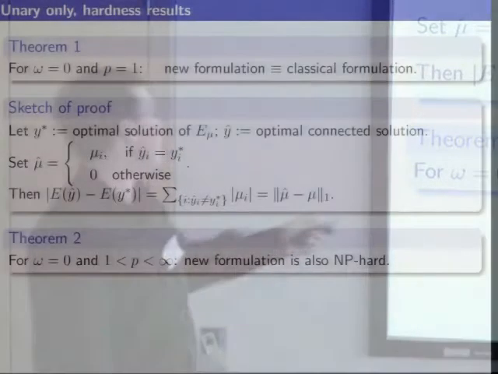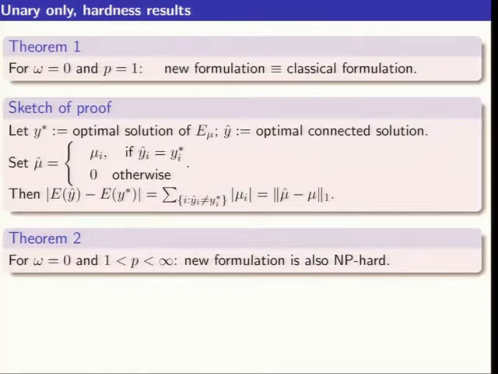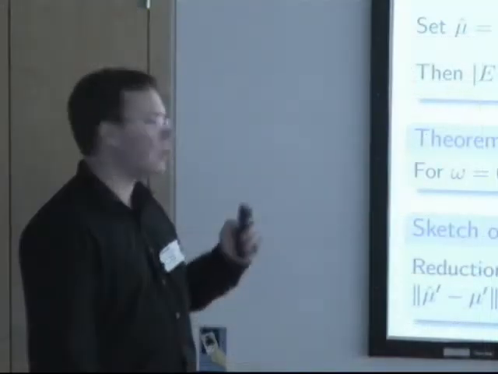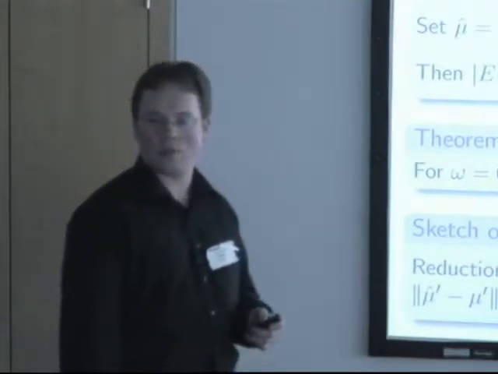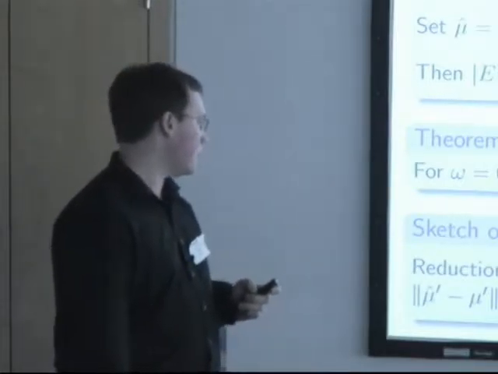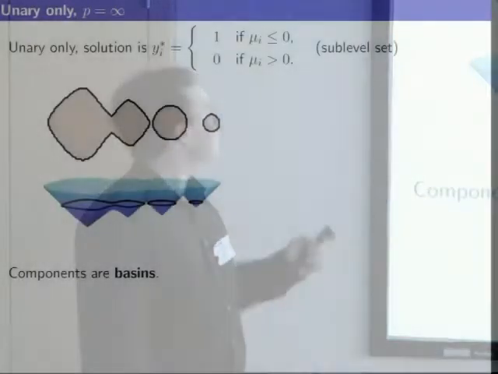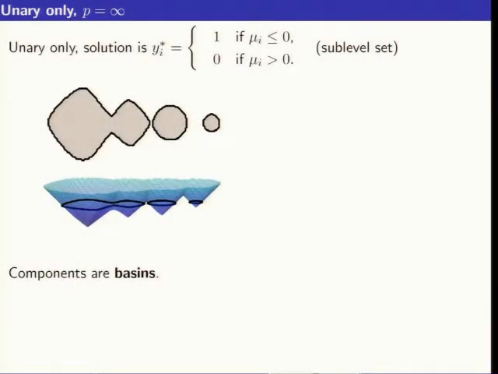And for the case where p is between 1 and infinity, you can reduce it to the case of L1 by just adapting your unaries with the right square root to make it the same problem as above. So you reduce it from the L1 case. We have a tech report where this is detailed. The L infinity case is the most important and interesting one for us. So what does that mean?